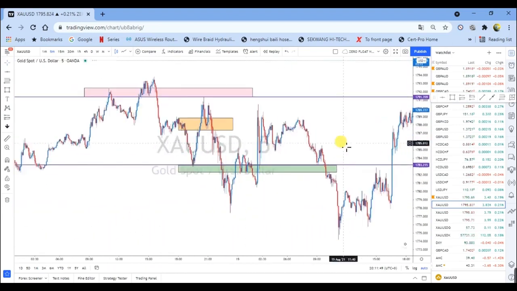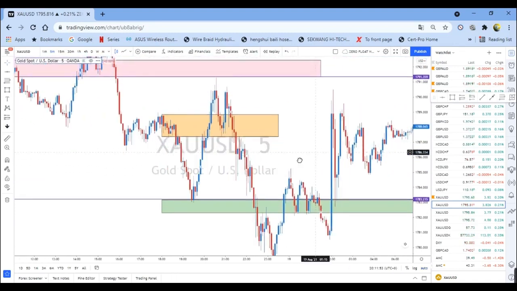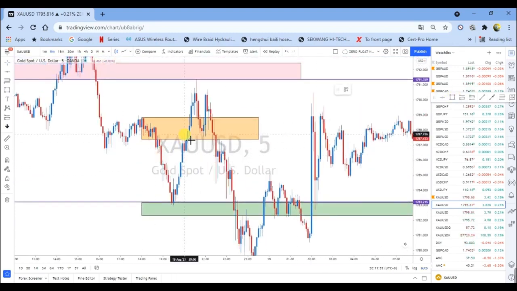There we go. Okay, on the M5 we found another base. So this will be another roadblock, which is this. As you can see, this is a rally base rally on the M5 time frame. Price reacts to this rally base rally in this zone, goes back up, breaks this zone, tests this base break, and then continues on the downtrend. So these are our roadblocks.